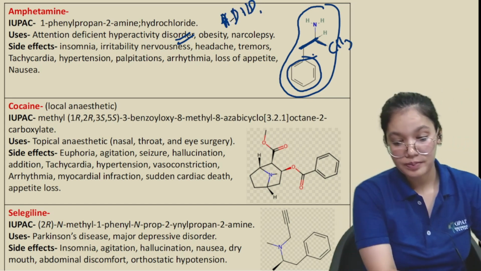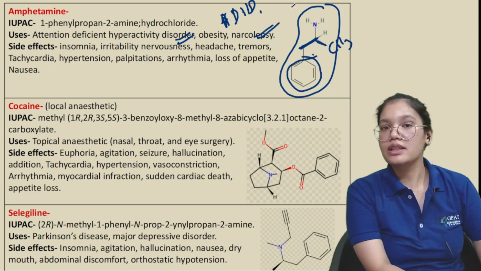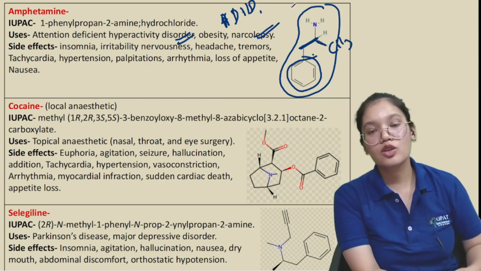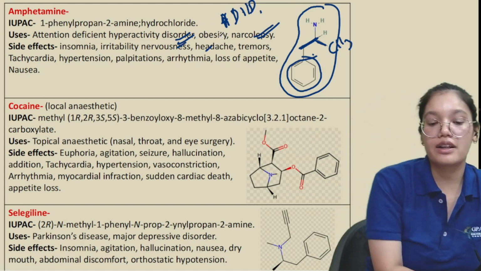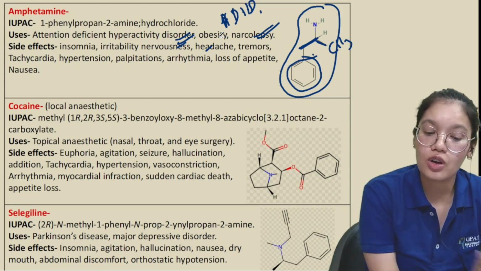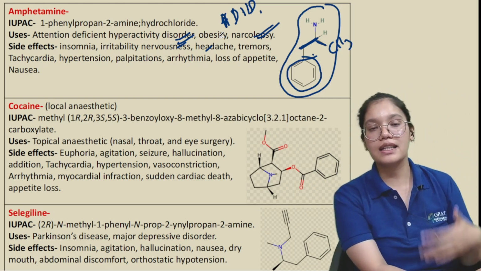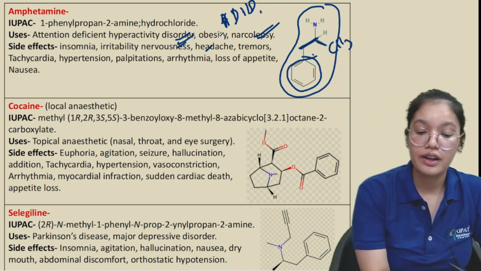Obesity and narcolepsy, for that also we can use this amphetamine. Side effects: insomnia, irritability, nervousness, headache, tremor, tachycardia, hypertension, palpitations, arrhythmia, loss of appetite, and nausea as the side effect. Cocaine is the next drug here.